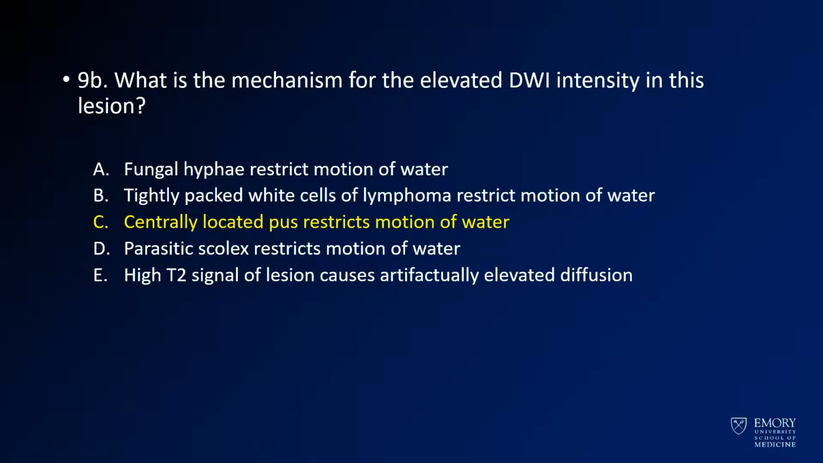Now these other things tend to also cause abnormal diffusion, but it's not the case for this patient. D would be theoretically describing neurocysticercosis, but those typically do not have abnormal diffusion. And this is the definition of T2 shine through, which is not the case.